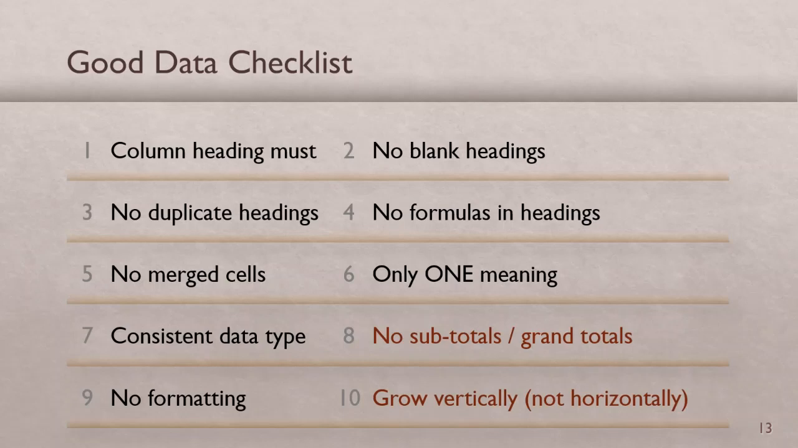There is a language called M for mashup. And the code automatically gets generated. So if you want to do more sophisticated cleanup, you can of course use the code, learn the language and customize it even further. So Power BI, Power Query language is called M.